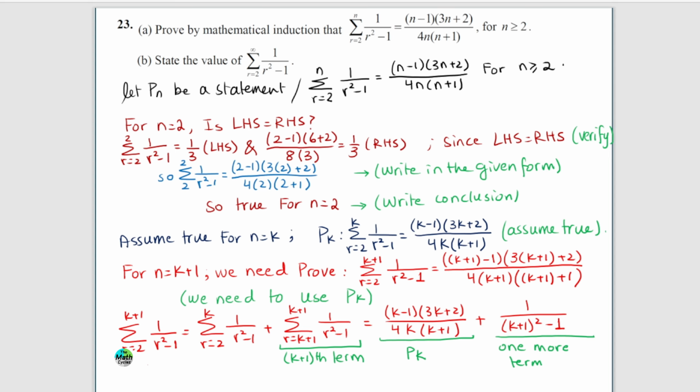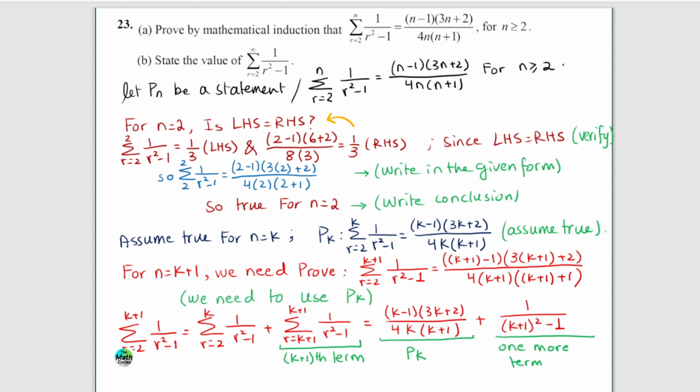Pause this video and try yourself and see if you can write the correct structure for proof by induction. Now, we will do the same as before. Let Pn be a statement such that the summation of 1 over r squared minus 1, r starts at 2 and ends at n, equals (n minus 1) into (3n plus 2) over 4n into (n plus 1) for n greater than or equal to 2. Let's test the base case.